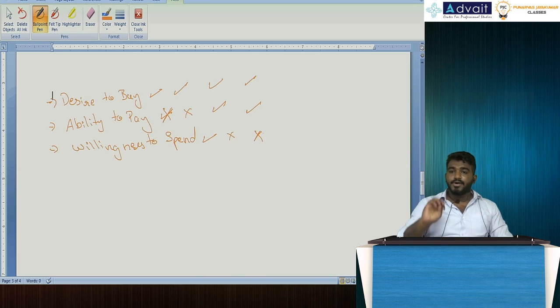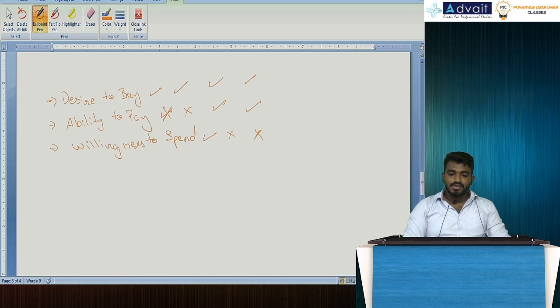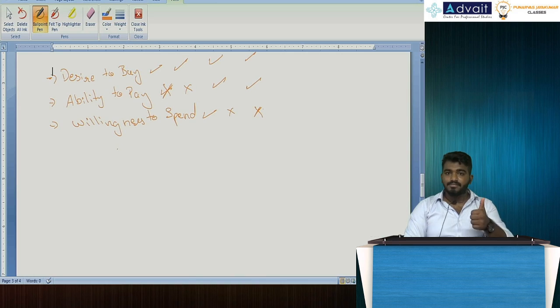Sir, three important elements to constitute demand: desire to buy, ability to pay, willingness to spend. Or, remember, any commodity at a given point of time, for a given price, if a customer is ready to purchase, it constitutes demand. Super boss. Now, sir, this was the meaning of demand. We saw the meaning of demand.